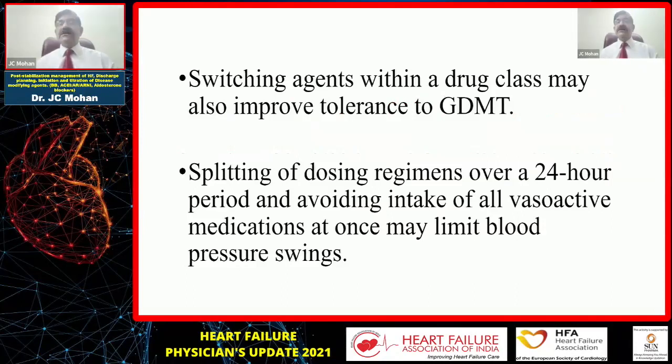Some important caveats are that switching agents within a drug class may also improve tolerance to guideline-directed medical therapy. People who don't tolerate ARNI may tolerate a small dose of ACE inhibitor. That is a very interesting thing. People who do not tolerate spironolactone may tolerate a small dose of eplerenone, and this is another interesting aspect. Splitting the dosing regimen over a 24-hour period and avoiding intake of all vasoactive medications at once may limit blood pressure swings. So this is another thing which we can do, even though many of us believe in giving drugs in one go. You could split the doses, and this could help these patients in better tolerance.